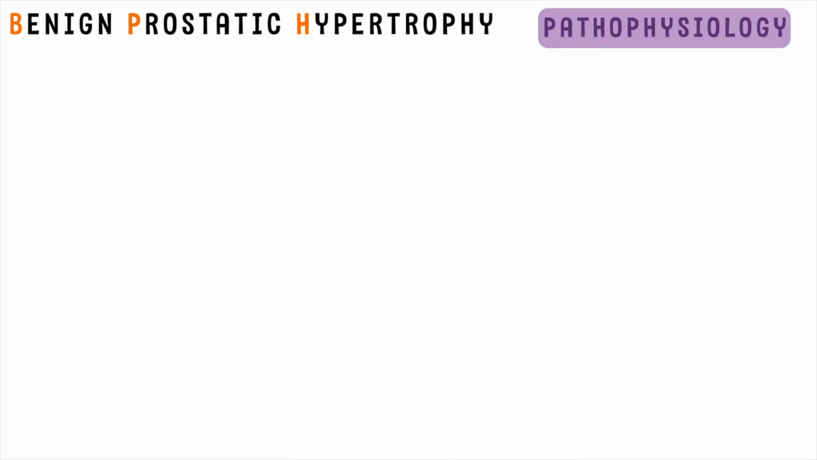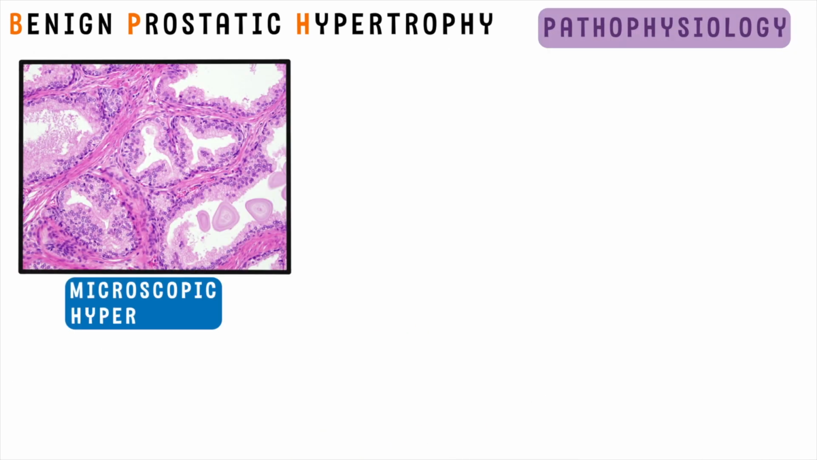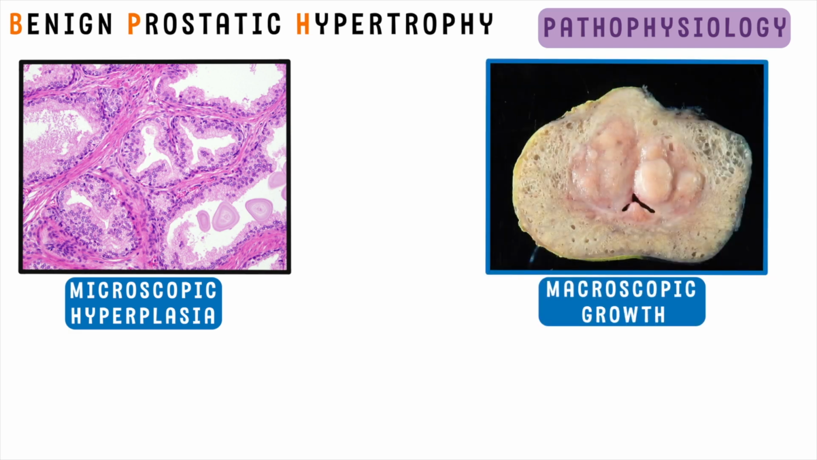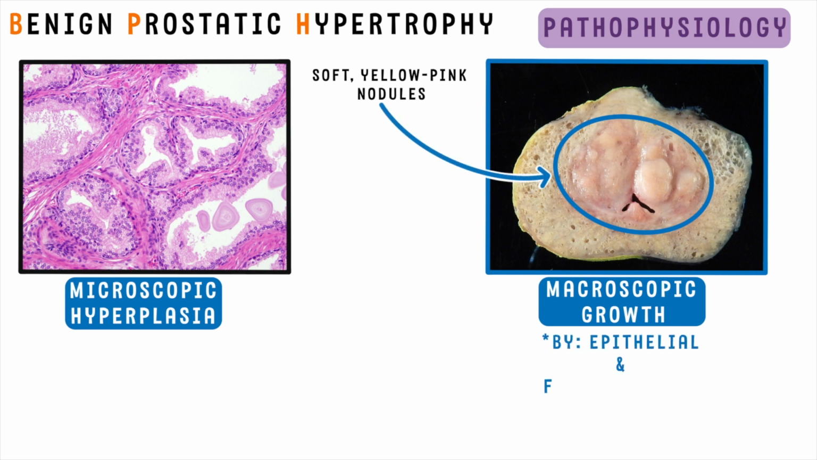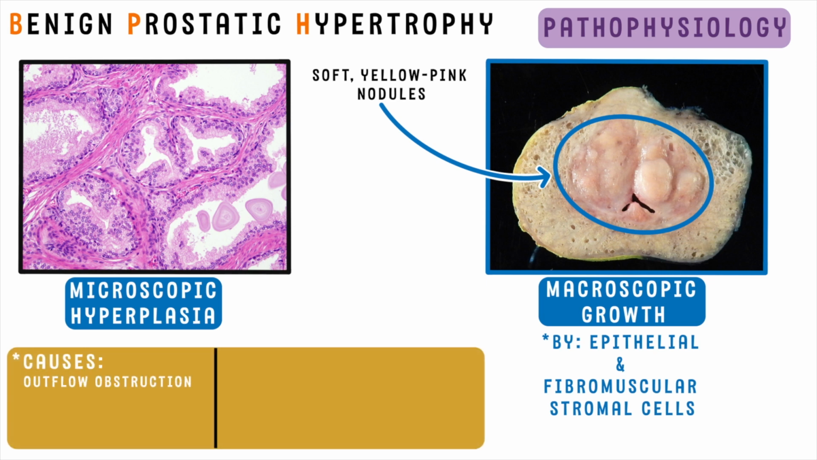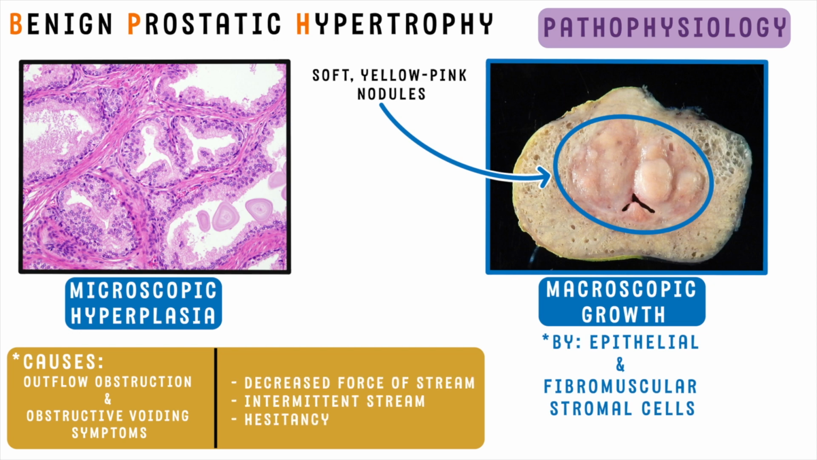The BPH begins with abnormal microscopic hyperplasia, leading to macroscopic growth. This involves the formation of soft, yellow-pink nodules by epithelial and fibromuscular stromal cells. This causes outflow obstruction and obstructive voiding symptoms, like decreased force of stream, intermittent stream, and hesitancy.